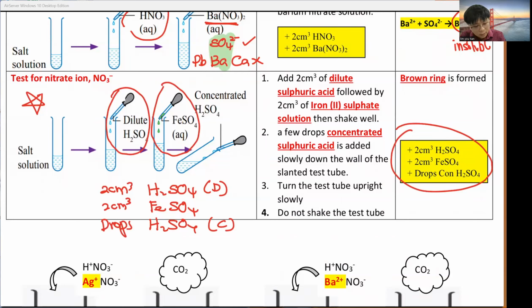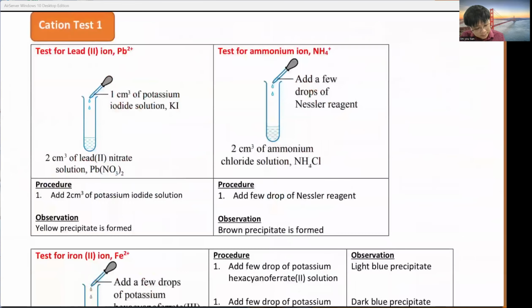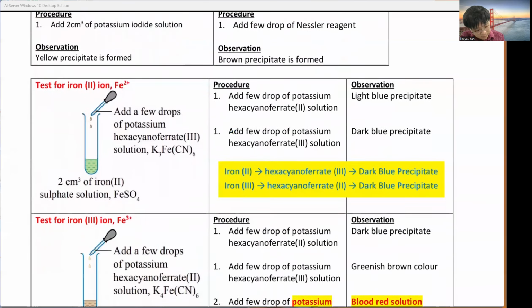Okay, so this is the one that you have to know, the cation test. The anion test is very simple, quite standard. They will come out, the brown ring test, quite standard. So later we will write this answer once. Okay. Now I want to move on to the next one, the cation test.